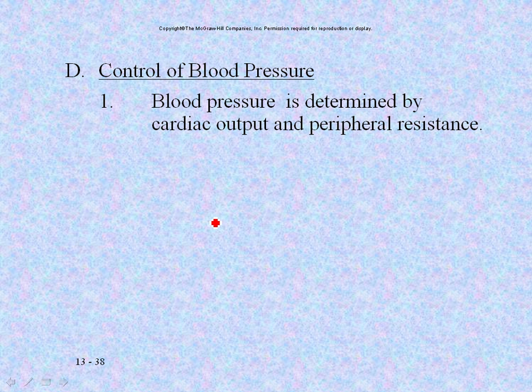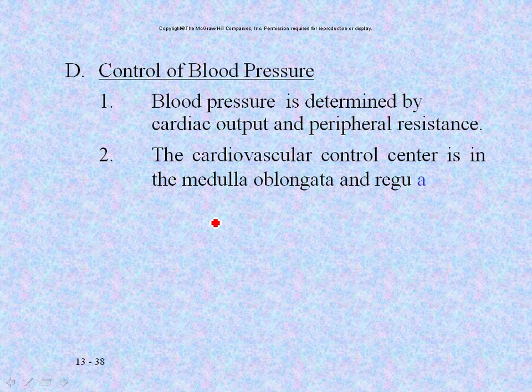Cardiac output is basically how many times a minute your heart is contracting, and then also how strongly or how forcefully it's contracting each time it beats. So that's basically cardiac output. When we talk about peripheral resistance, that has to do with the blood vessels. If we're constricting those blood vessels because we're stimulating that tunica media and making that blood vessel smaller, then you increase resistance at that point.